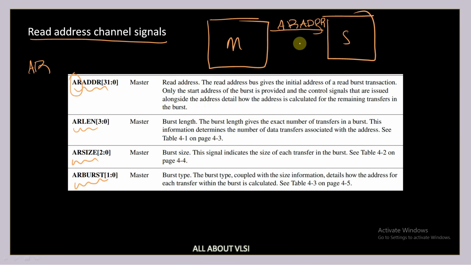Next, if we are going to perform a read burst operation, then the information for the length of the burst is given by our AR length. This signal is going to indicate what the length of the burst is, and the size of each transfer in the burst is given by our AR size. AR size does the same as your AW size. And next is AR burst. It is also the same as your AW burst. So these are the signals which are associated with our read address channel.